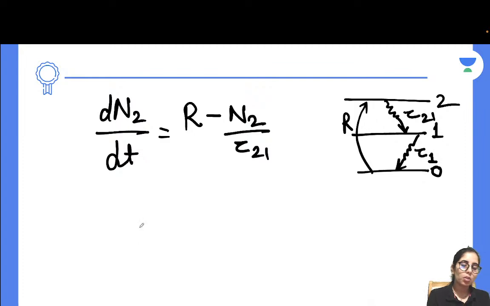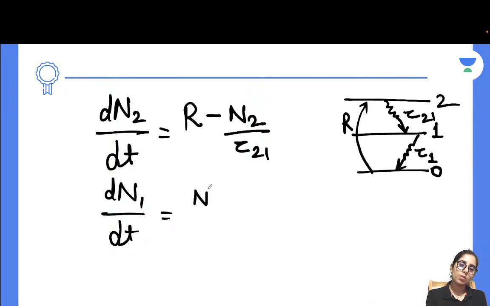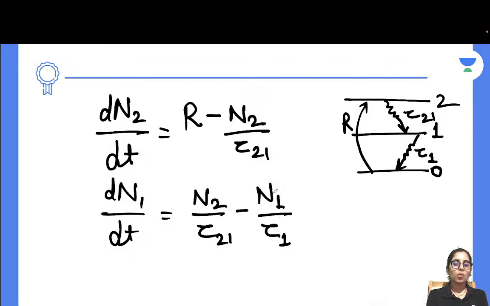Now, if I talk about level 1, how the number of atoms is changing there with time. You can see tau 21 is responsible for taking the atoms to level 1 this way, minus n1 divided by tau 1, because this one is going out and this one is arriving. The arriving one is positive and the leaving one is negative, right? That's what you are going to have.